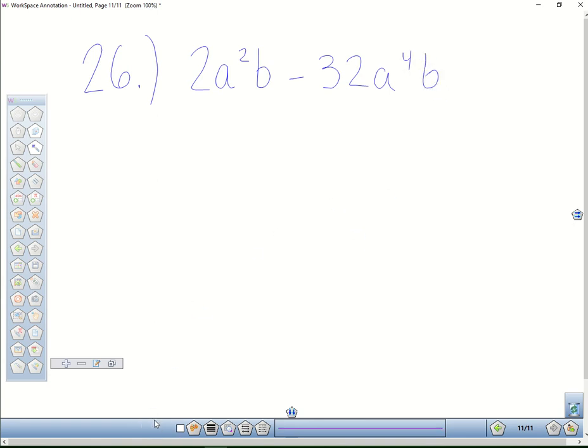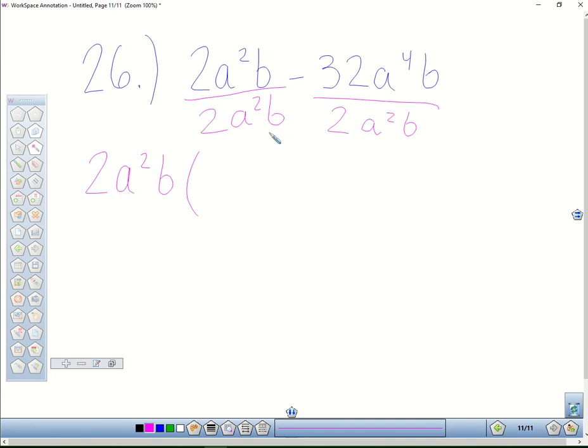So first I'm looking for a GCF, and I definitely have one this time. What is it? 2 is my numerical GCF. What are my variable GCFs? Good, a squared b, very good. So I'm going to divide everything by that by factoring that out, and that leaves me with 2a squared b times, this becomes just 1, anything over itself is just 1, minus 16a squared, because the b's cancel.